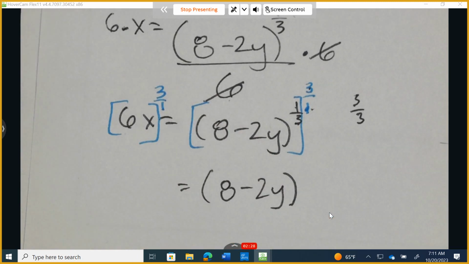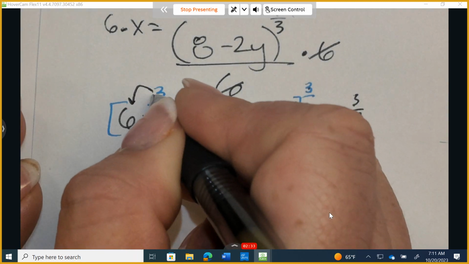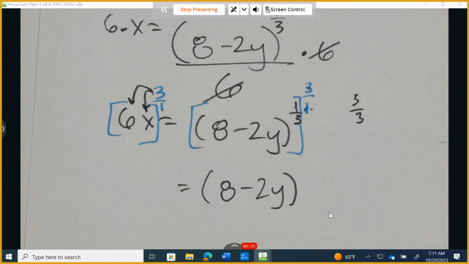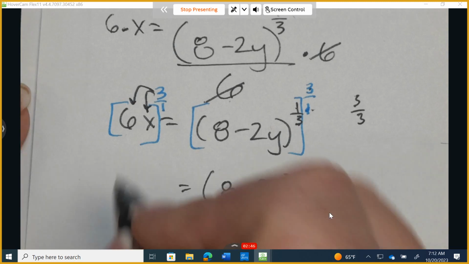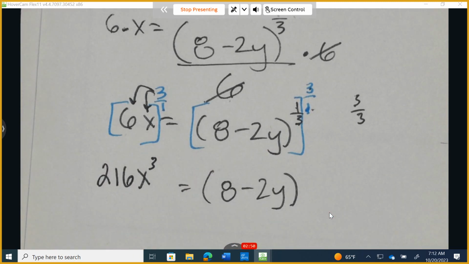Now off to the left hand side, I have to take this exponent of 3 and apply it to both the 6 and to the x. So within your groups, no calculators allowed. What is 6 times 6 times 6? No calculators allowed. What's 6 times 6 times 6? 216. The big mistake here is that students maybe apply it to the 6, but then they don't apply it to the x. Both the 6 and the x need to be cubed. So 6 cubed is 216. x cubed is obviously x cubed.